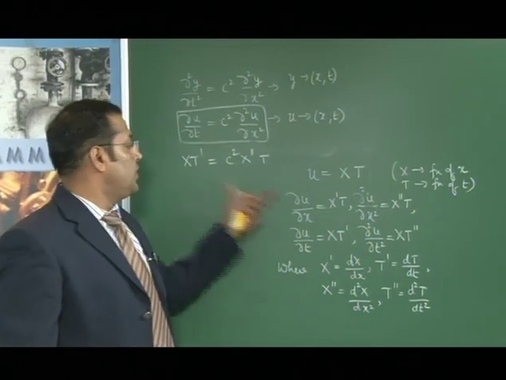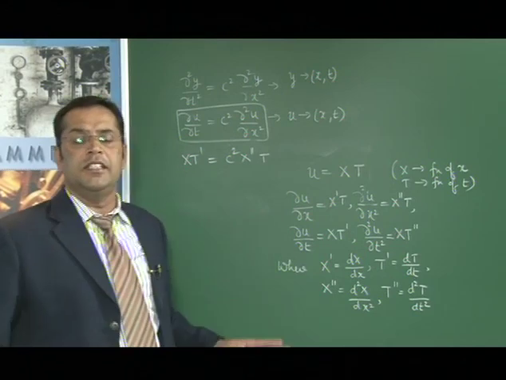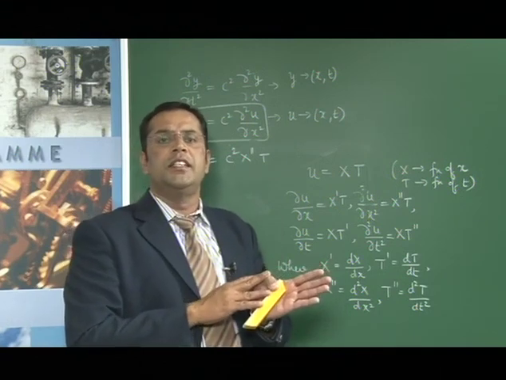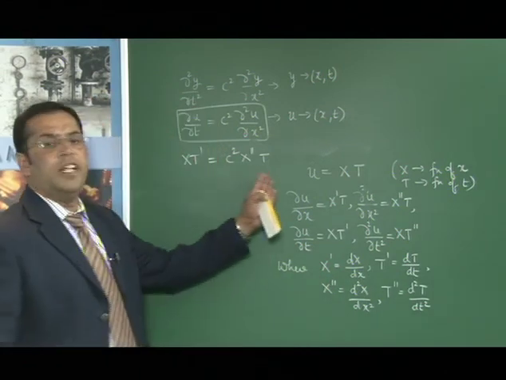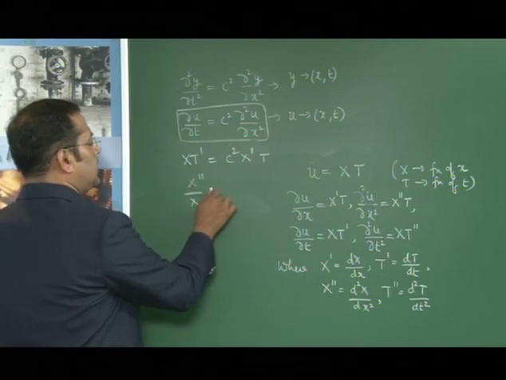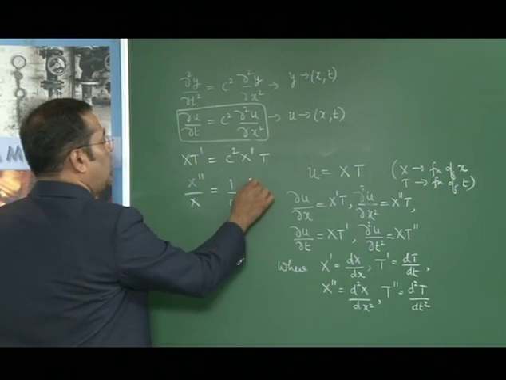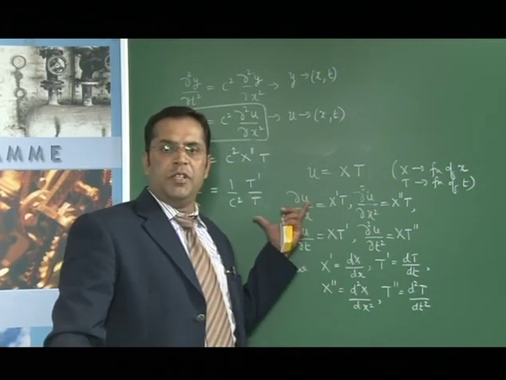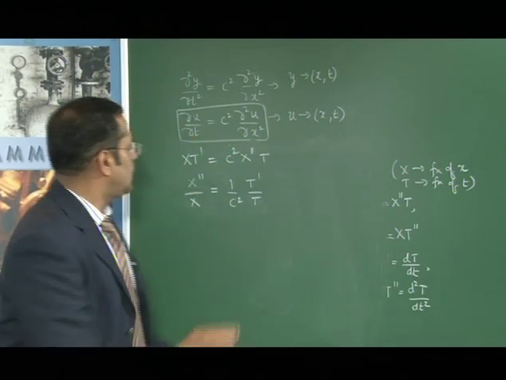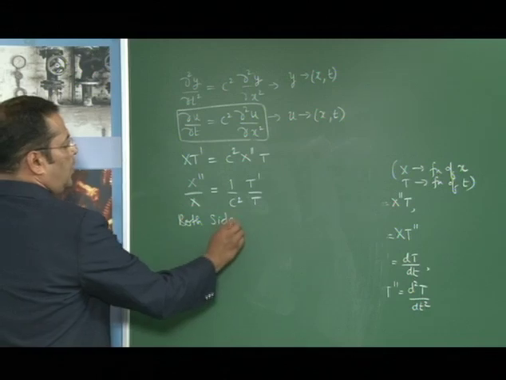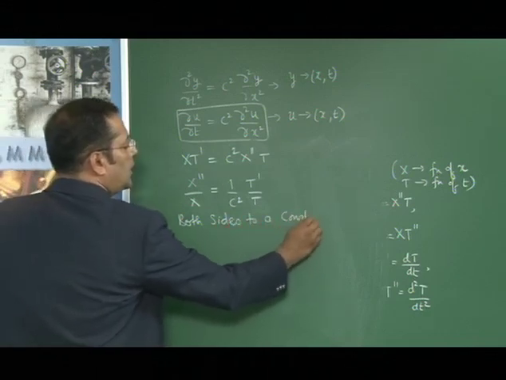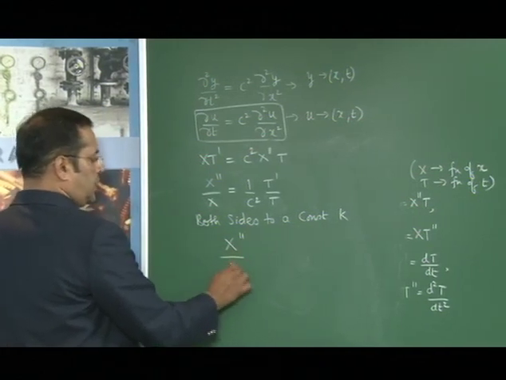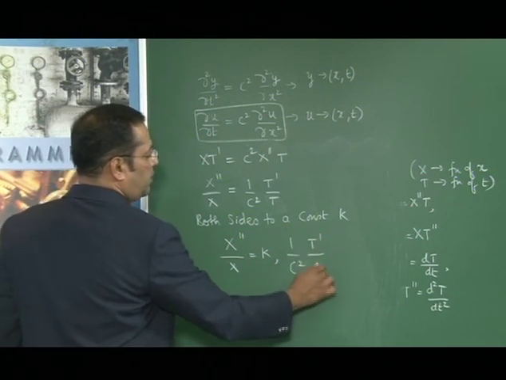Now, what do we do? Once we substitute these expressions here, we separate the variables, in the sense you try to separate the terms containing capital X and small x from the terms containing capital T and small t. That can be done immediately from this expression as X double dash by X is equal to 1 by c square into T dash by T. Is it right? Once the separation of variables happens, now you equate both sides to a common constant, say k. Once you equate both sides to a common constant k, you get X double dash by X equal to k and 1 by c square T dash by T also equal to k.